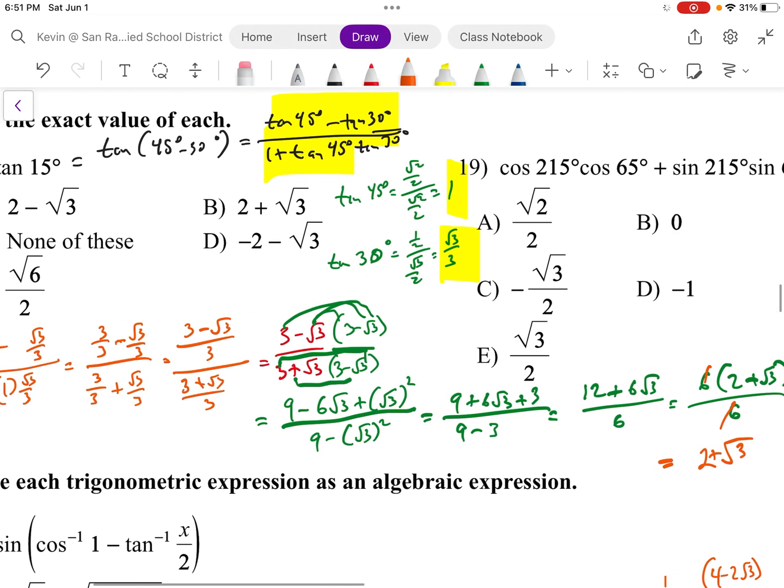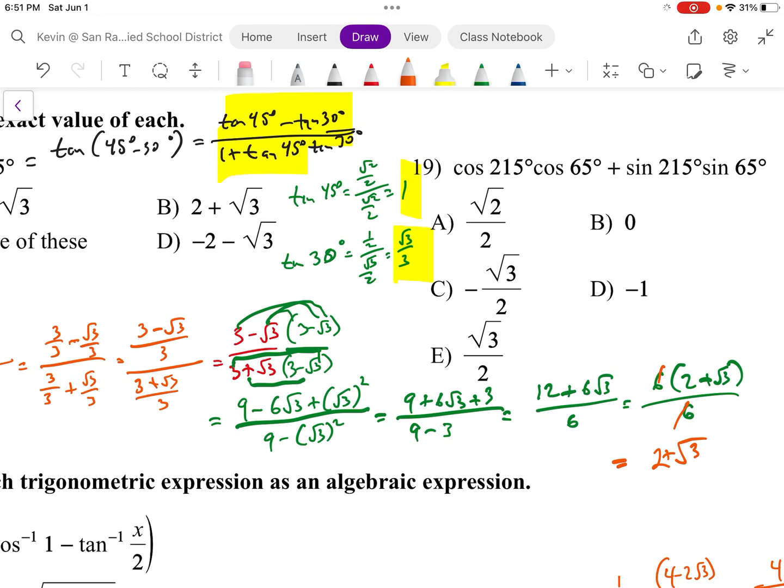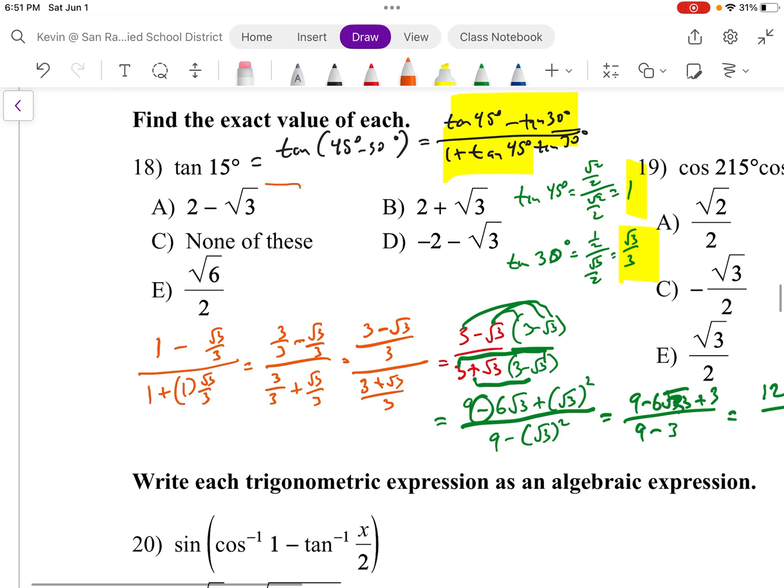And I see, oops, where did I make my mistake? Okay, here we go. Back here, this is negative, shoot. This was negative 6 root 3, right? Negative. Okay, so this should have been 12 minus. So this should have been minus. So this should be 2 minus root 3. And we go over here, and that's what we have here.